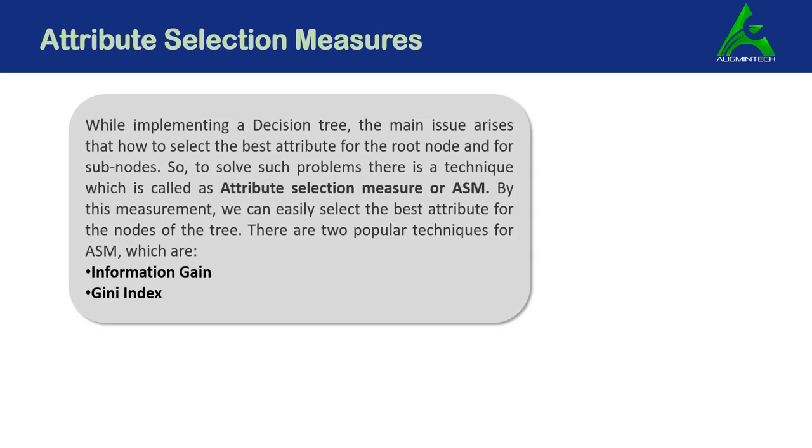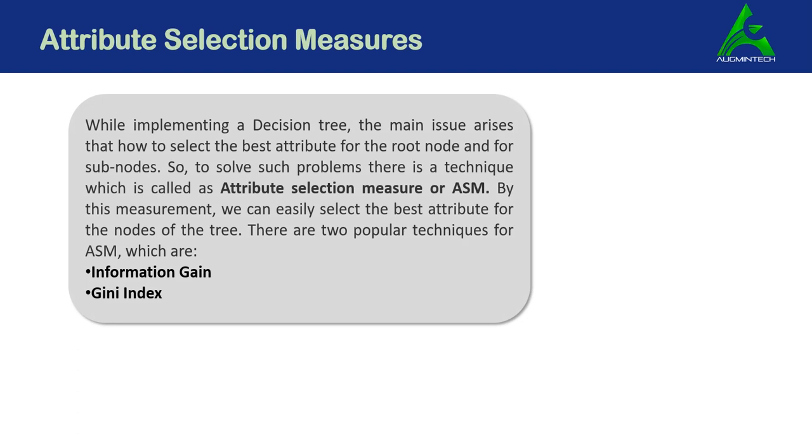Now let's have a look at the attribute selection measure. That is the third step of our decision tree. While implementing a decision tree, one of the main issues that arises is how to select the best attribute for the root node and for subnodes. To solve such problems, there is a technique called ASM, or attribute selection measures. By doing this measurement, we can easily select the best attribute for the node of the tree.